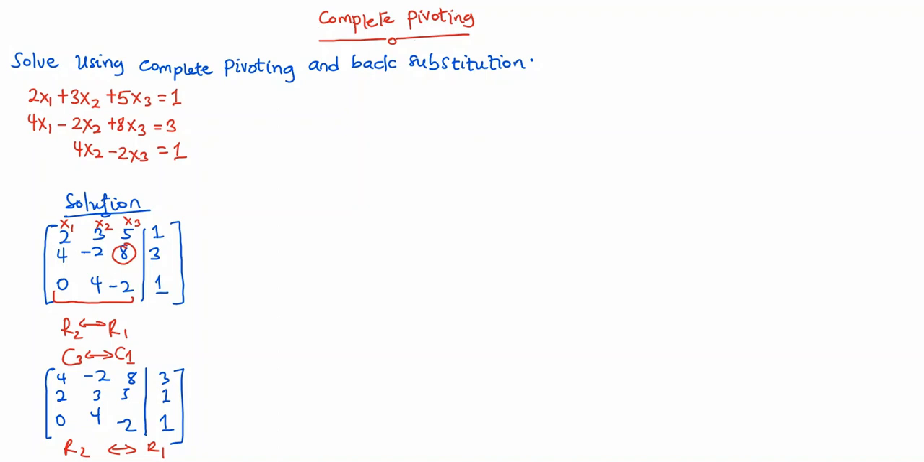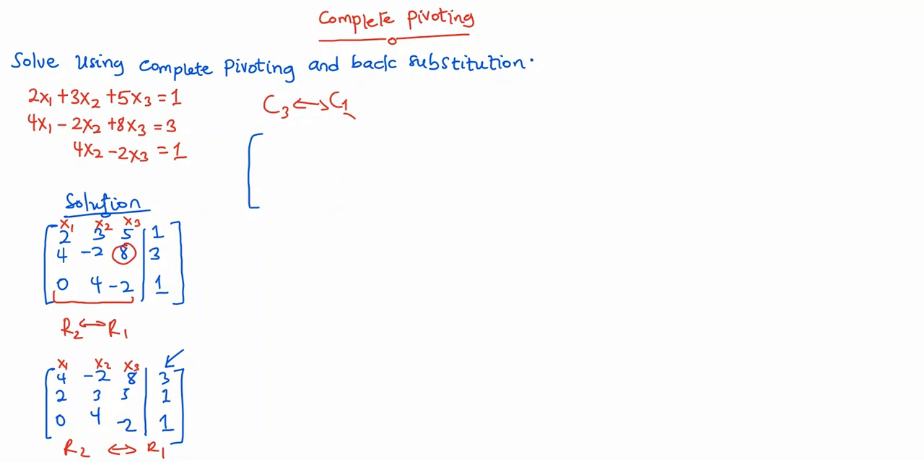Now let's do column 3 becoming column 1. Let me rewrite my matrix using this new matrix, and write the variables there. We have this to be x1, this to be x2, and this to be x3. But from the new matrix, you want to make column 3 column 1, and then make column 1 column 3.